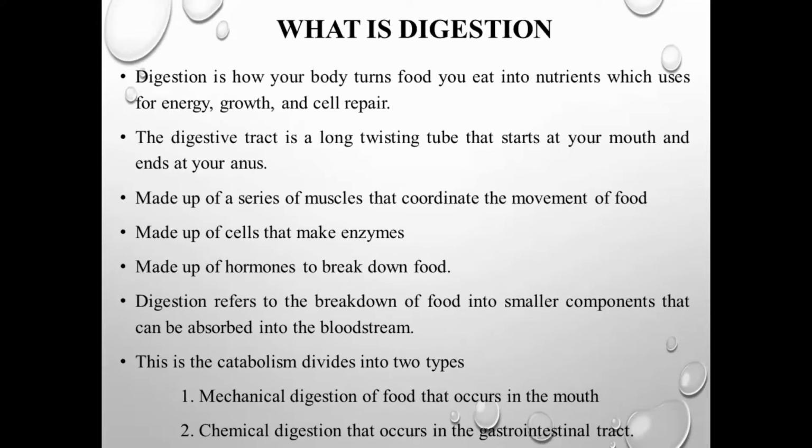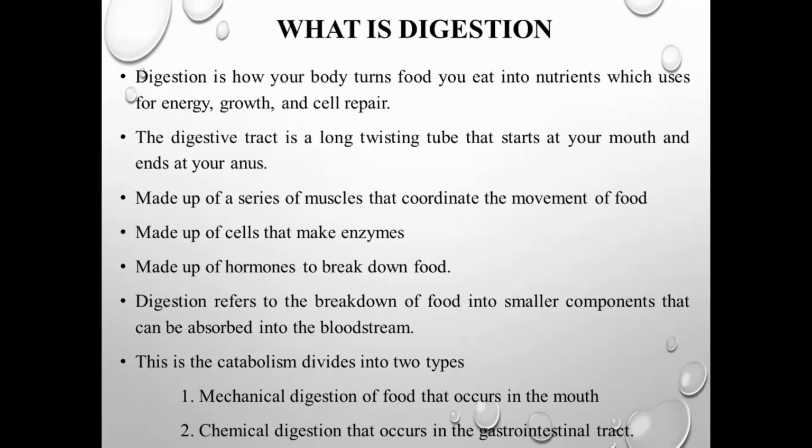One is mechanical digestion of food, which mostly occurs in your oral cavity, and the other is chemical digestion of your food, which mainly occurs in your gastrointestinal tract. Okay, so I mentioned the word digestion: the process of breaking down compound substances into smaller or simpler substances.